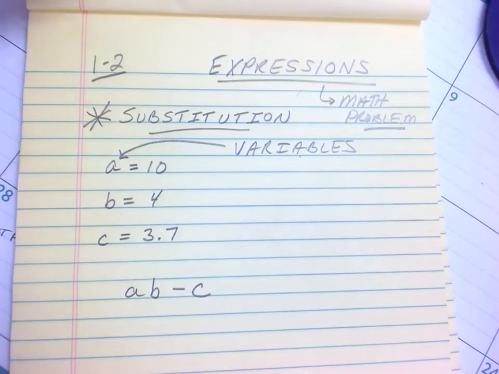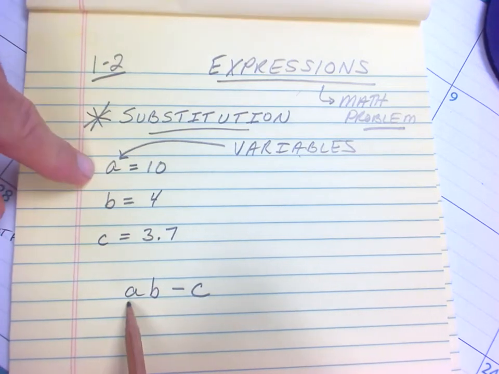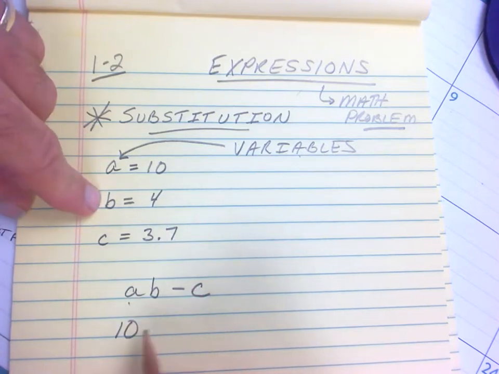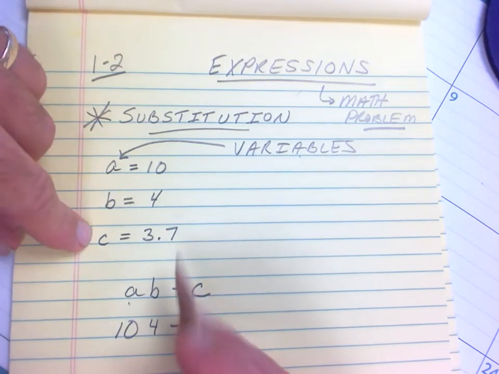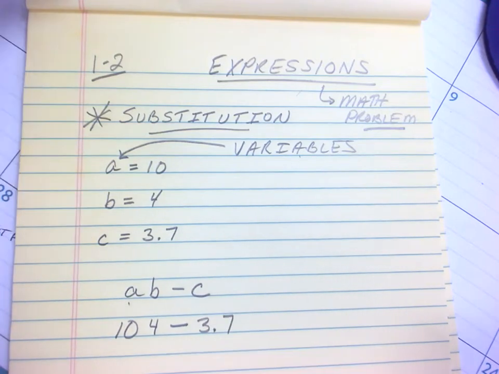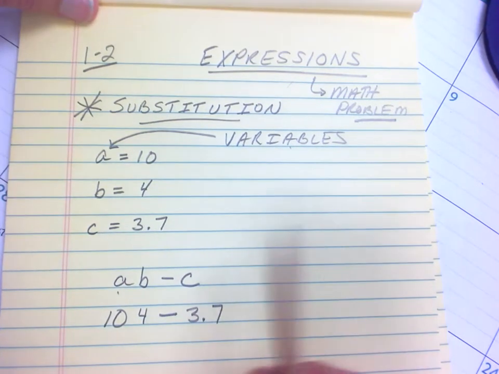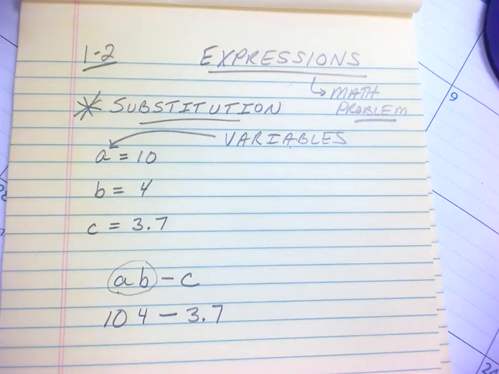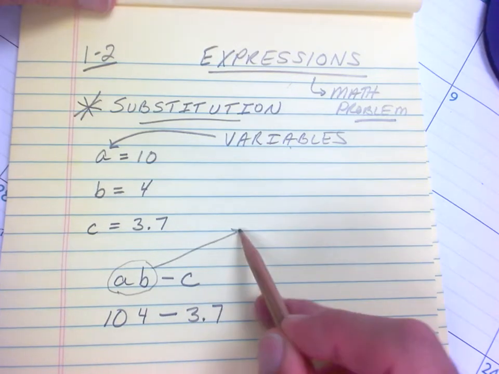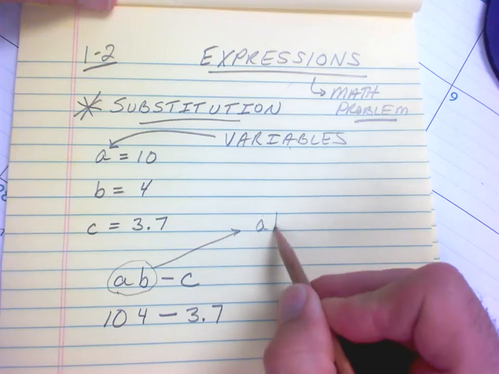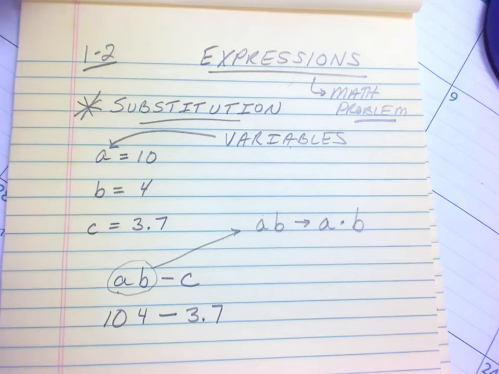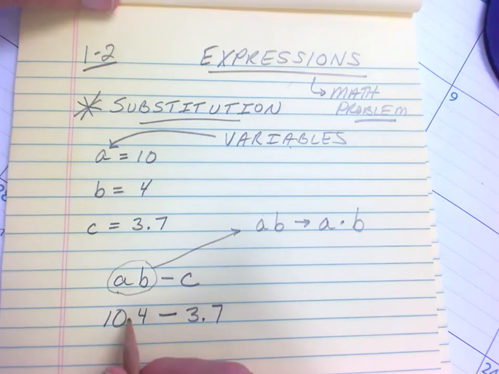So you'll be given an expression, and your job is to use substitution to calculate our answers. Very simple. So if we look at this, we're told up here that A's count as 10. So we'll replace A with a 10, B's count as 4, and C's we can substitute 3.7. Now, one of the things we talked about in class today was this scenario where we have two terms right beside each other. And we're going to see that a lot this year.